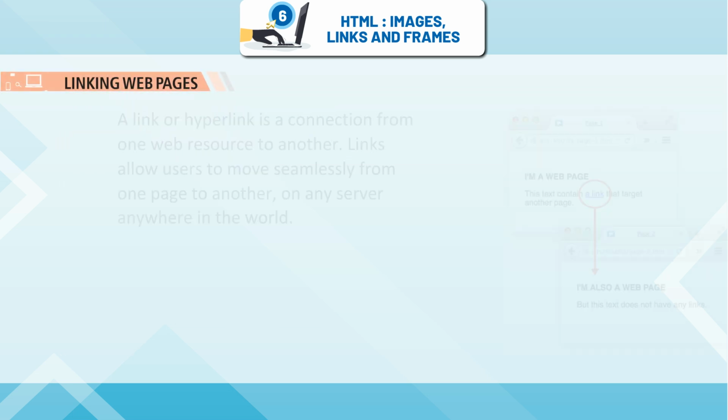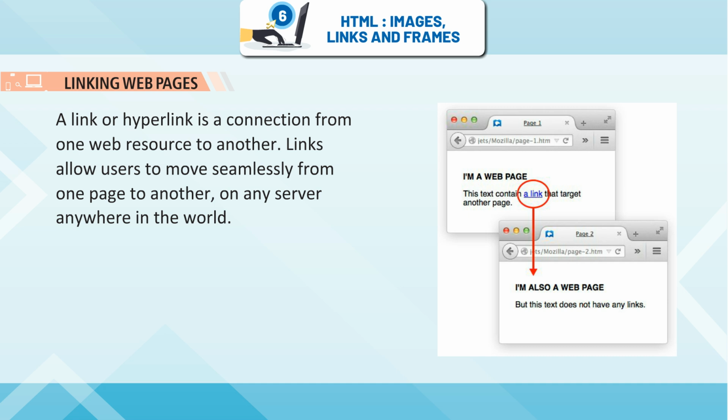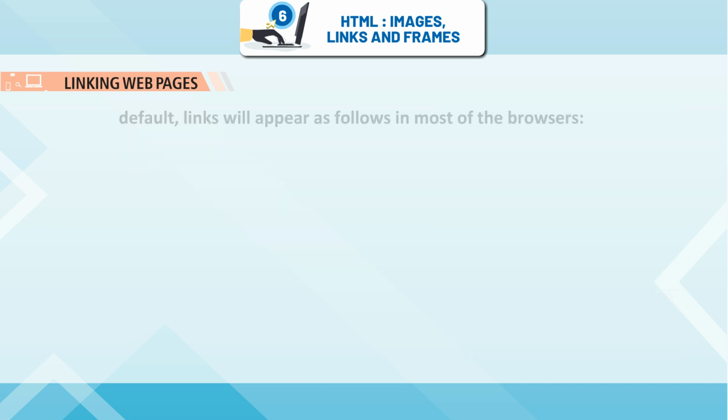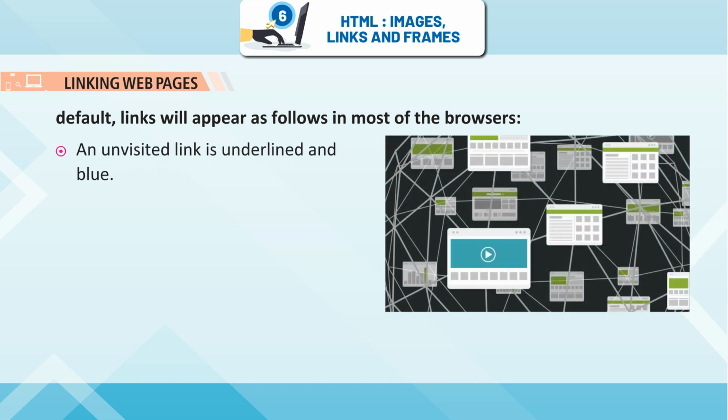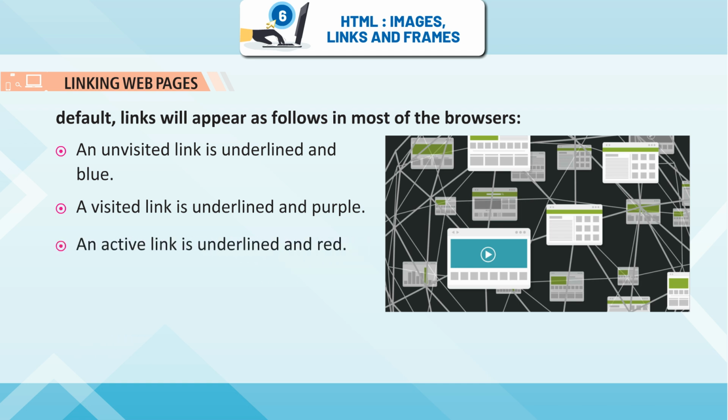Linking web pages. A link or hyperlink is a connection from one web resource to another. Links allow users to move seamlessly from one page to another, or to any server anywhere in the world. By default, links will appear as follows in most browsers. An unvisited link is underlined and blue. A visited link is underlined and purple. An active link is underlined and red.